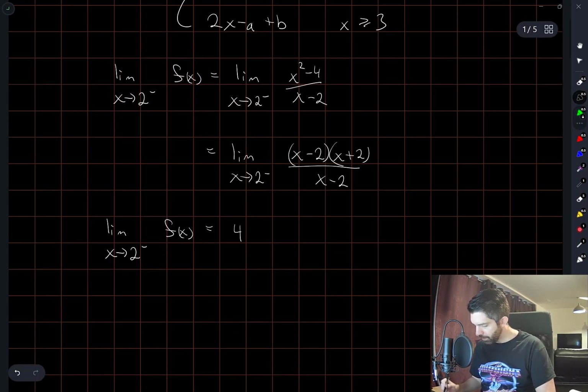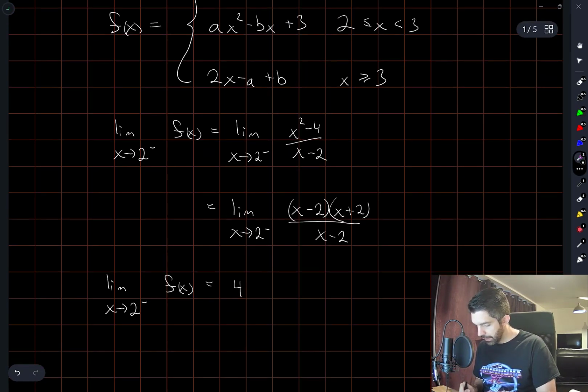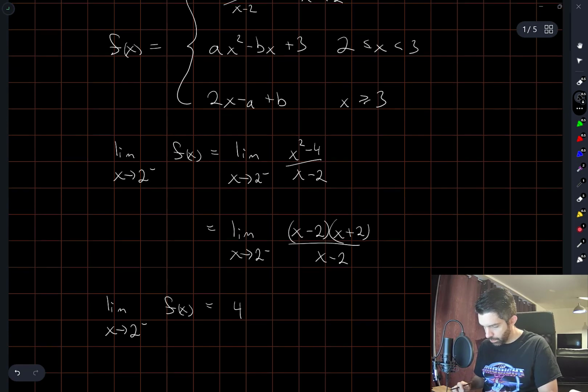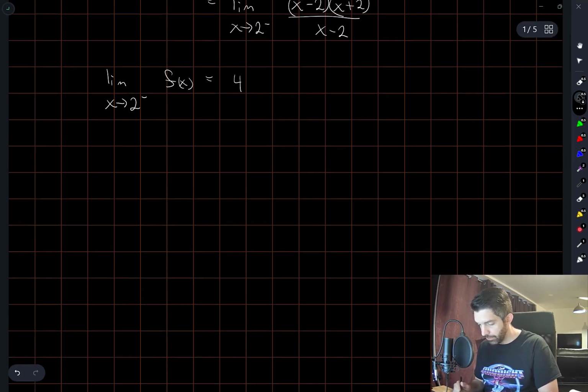So I finished this first part of evaluating the limit of this expression as x approaches 2 from the left. We get this cancellation in the numerator and denominator, and so the answer is just going to be 4. And so what I want is when I substitute 2 into this expression, I want that to be equal to 4. That'll give us the first of two relations between a and b.